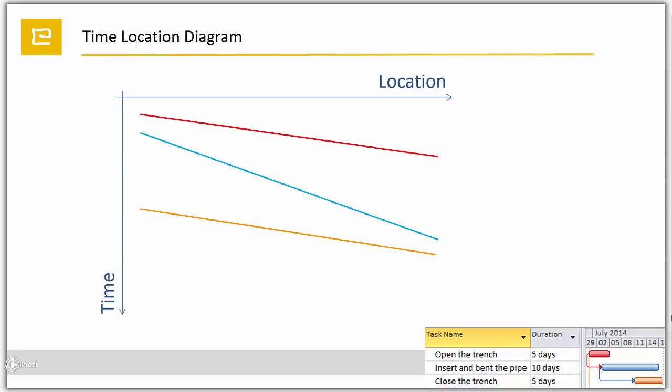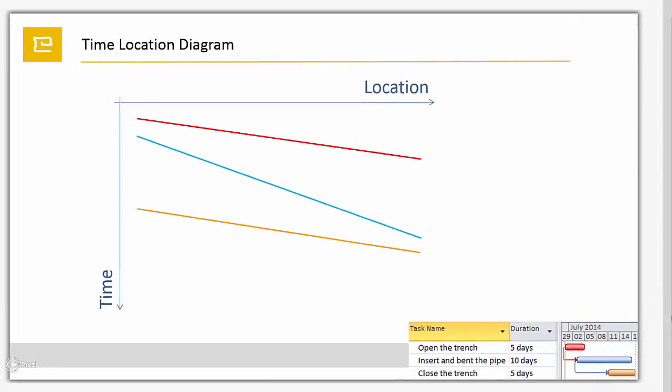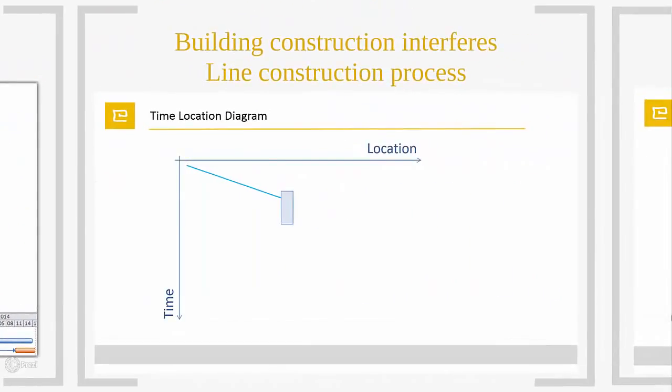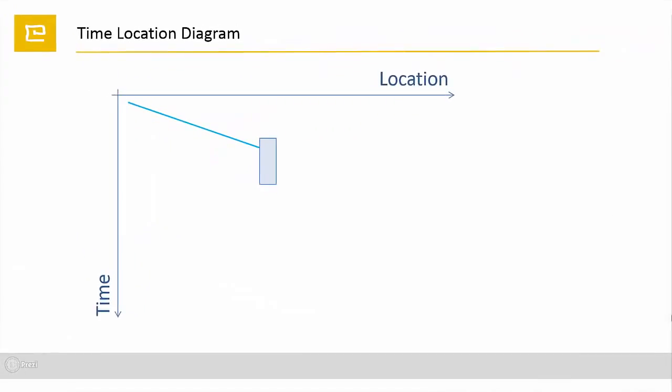The next sample is showing different possible reactions if the construction of a building interferes a line construction process. As you see, the blue line is coming to a location where some local construction is going on, displayed as the rectangle. For sure, you may move the building construction to pass with the line. You could also move the line, then passing the local construction. But sometimes this is not possible.